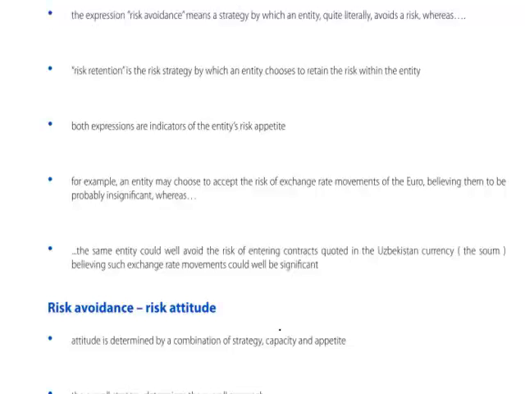An entity may choose to accept the risk of exchange rate movements of the euro, believing them to be probably insignificant, although that would be a bad choice now, wouldn't it? The euro's fallen, hasn't it? Oh no, the pound has fallen against the euro. So you may choose to accept the risk of exchange rate movement, but would you really want to take the same risk if the currency contract was in Uzbekistan, in the Soom?